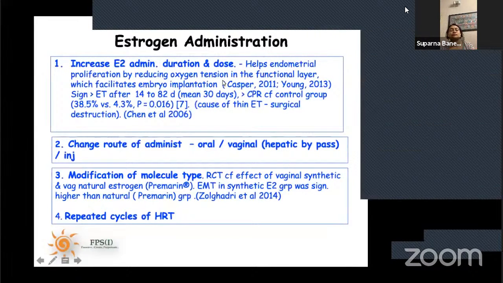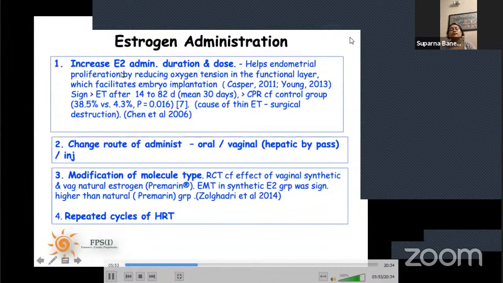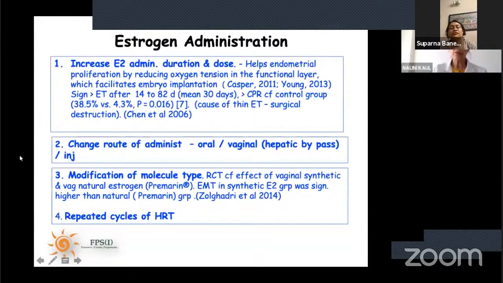Estrogen administration, what do we do in this? We try to increase the dose, increase the duration, change the route of administration, even change the molecule type to see whether we can achieve a better endometrial lining. According to one particular study, natural estrogen does worse than synthetic estrogen in terms of endometrial buildup. However, in my experience, there are some people who only build up the lining with natural estrogens and not with the synthetic estrogens. So it is very patient dependent.